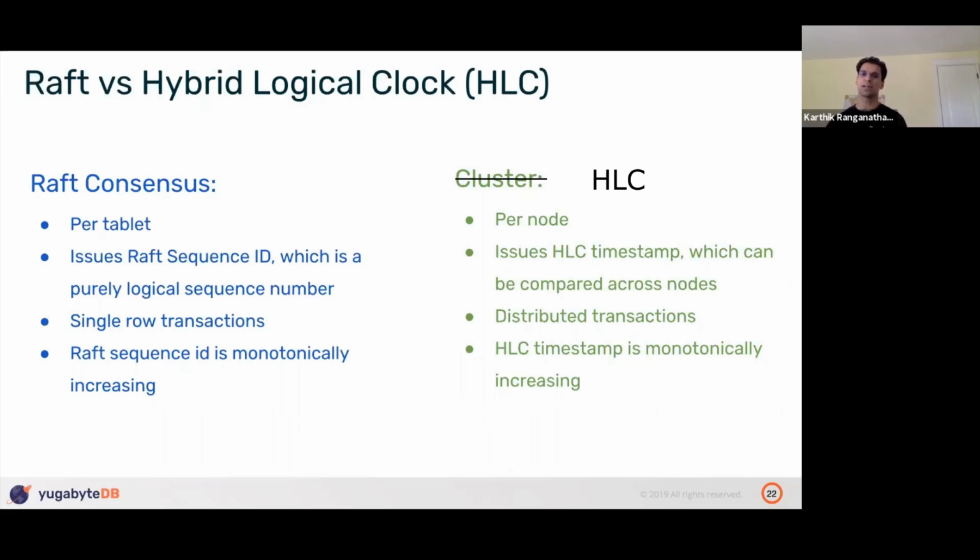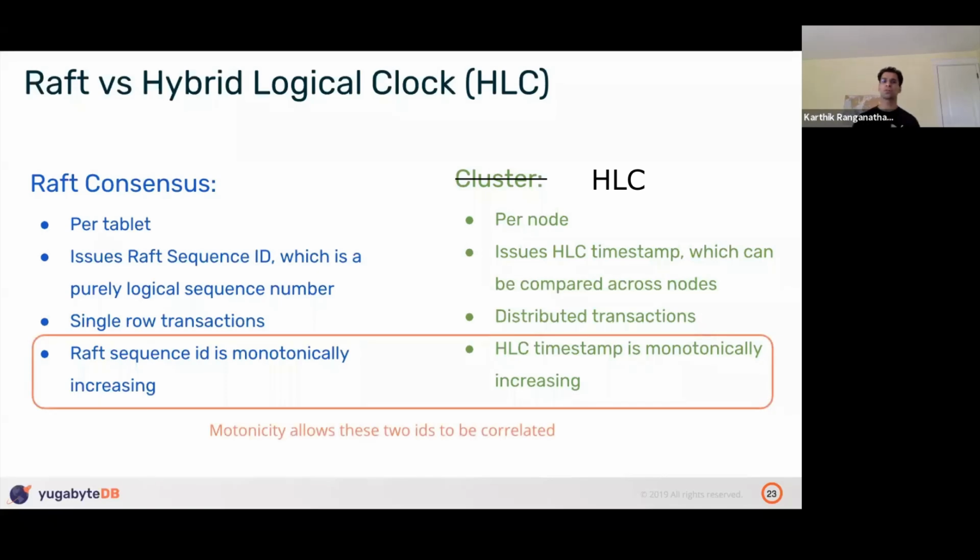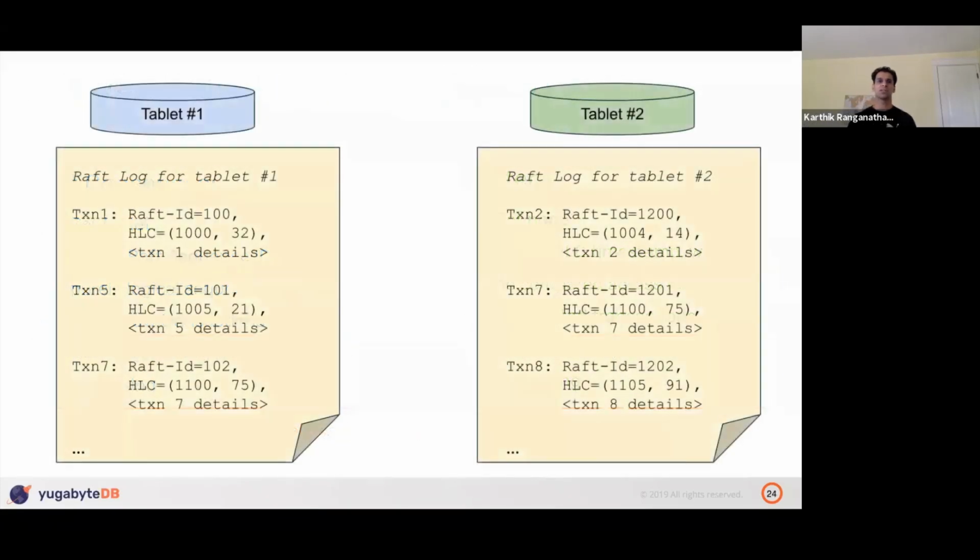And the key part is the fact that they're both monotonically increasing, which allows us to correlate the two, right? So the way Yugabyte does this is, if you look at a Raft log for tablet 1 and tablet 2, there are some transactions 1, 5, 7, 2, 7, 8, whatever, right? These are the user-performed transactions and their partial views as seen on nodes.